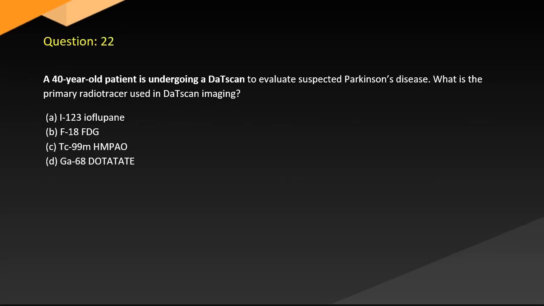Question 22. A 40-year-old patient is undergoing a DAT scan to evaluate suspected Parkinson's disease. What is the primary radiotracer used in DAT scan imaging? A. I-123 ioflupane. B. F18-FDG. C. Tc-99m HMPAO. D. Ga-68 DOTATATE.